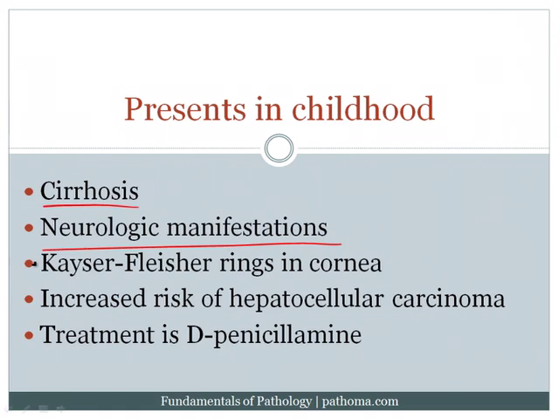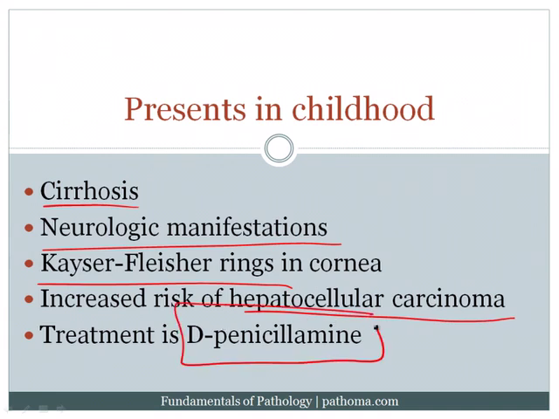So, for example, if a child has Parkinson's-like symptoms, we might think about Wilson's disease. Similarly, dementia or chorea, which you might normally associate with Huntington's disease, for example, you might want to think about Wilson's disease as another possibility. There's also deposition of copper within the cornea, resulting in Kaiser-Fleischer rings. Of course, because there's going to be generation of free radicals by the copper, there'll be an increased risk of hepatocellular carcinoma. The treatment here is D-penicillamine, which is basically a copper chelating agent.